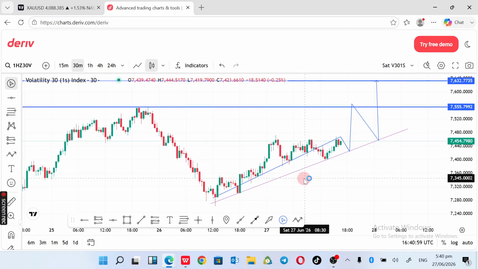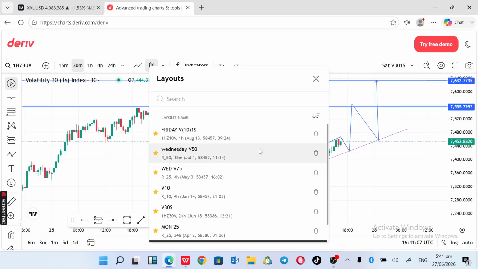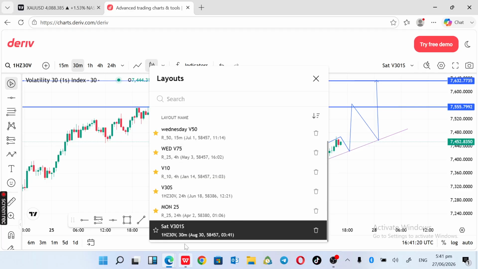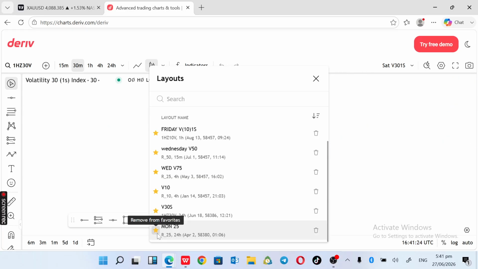Why? The essence of this saving is because we want a situation where we come back tomorrow, you just go to your savings, you go to your open, then you check for Saturday. These are the ones I've saved before. Friday V10 1S, Wednesday V50, Wednesday V75. This makes me recall what pair I'm actually looking at. Now this is the current one. Then we click on this. You have to mark it.